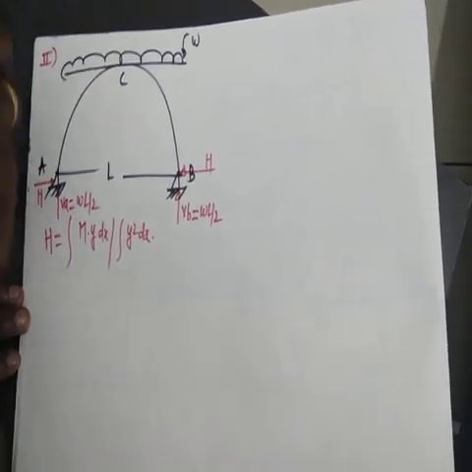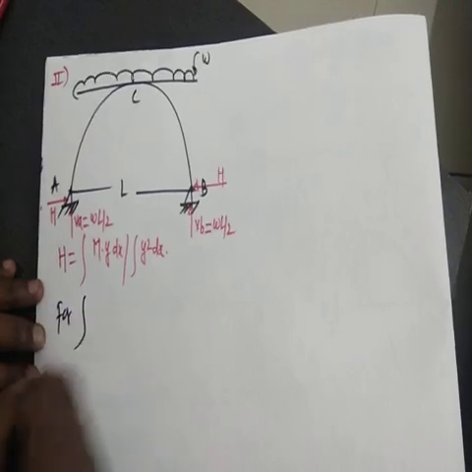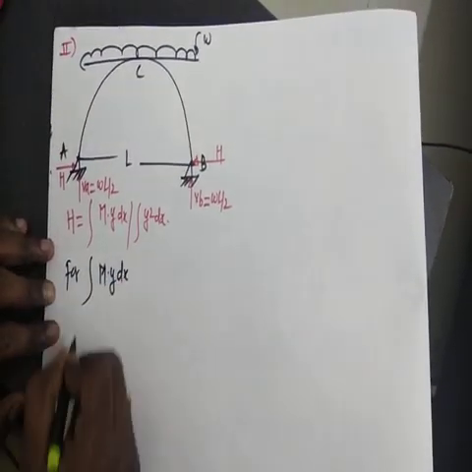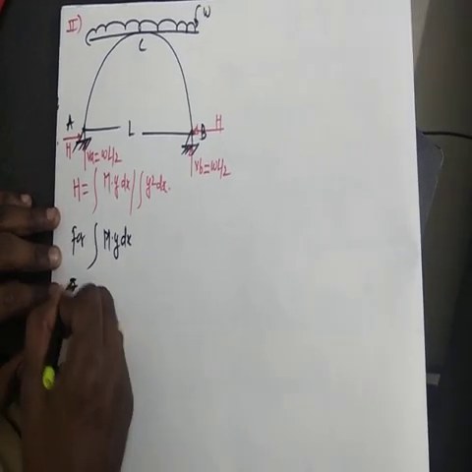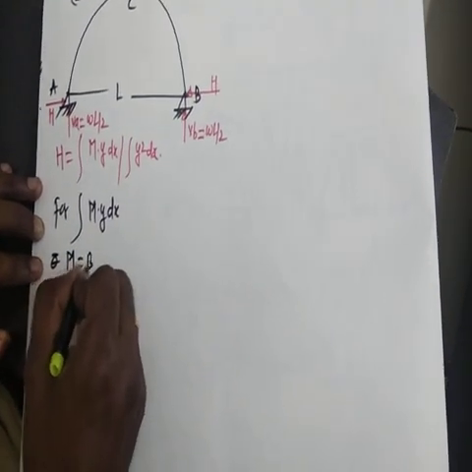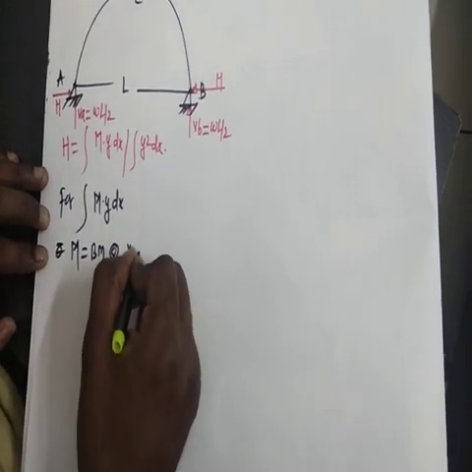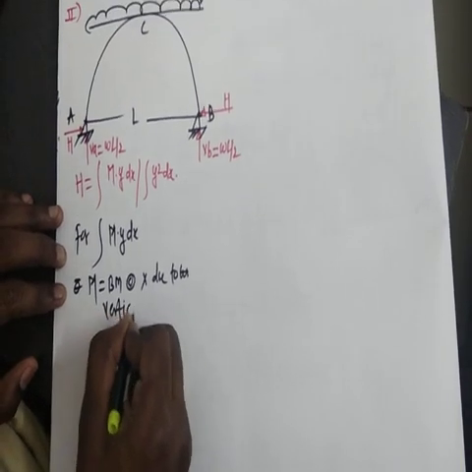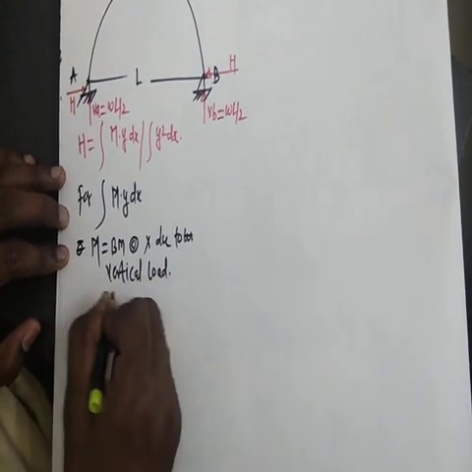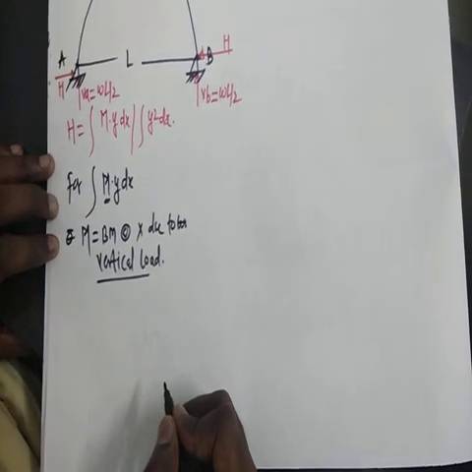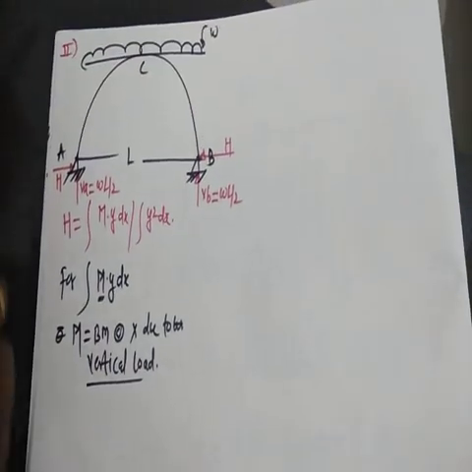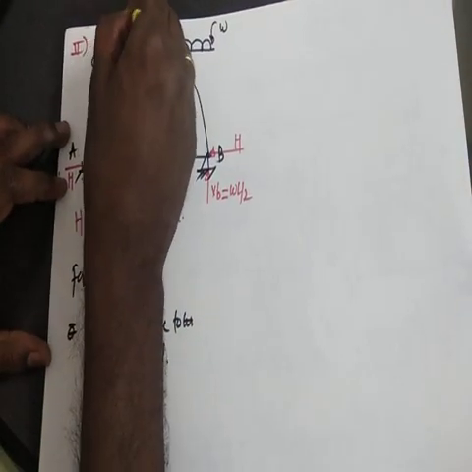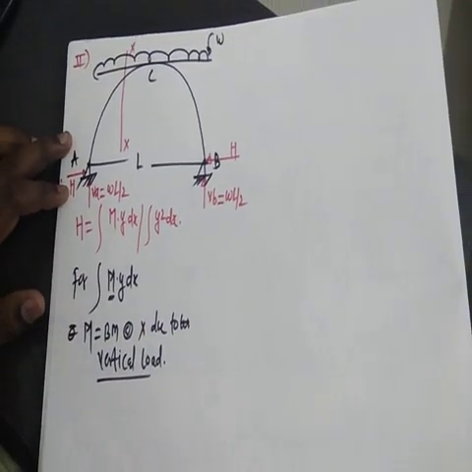Now the first part for H will be integration of m into y dx. So what is m here? This is the bending moment at section X due to the vertical load. Always remember, in this formula m is the bending moment at a section X due to the vertical load only. Now we will take the section at a distance X, and we will consider the total span.